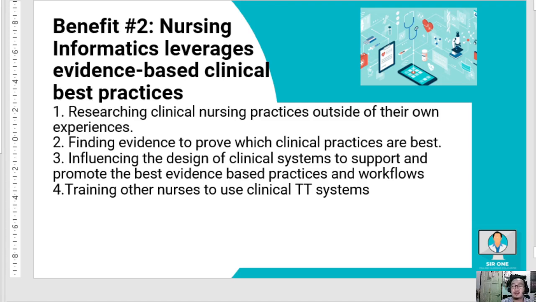Then number four, you are going to train other nurses also to use clinical information technology systems. So aside from you, especially if you're alone, you're the only nurse informaticist, of course you need a team that will also support the implementation, who will also carry out the policies in terms of nursing informatics. So you need to train other nurses.